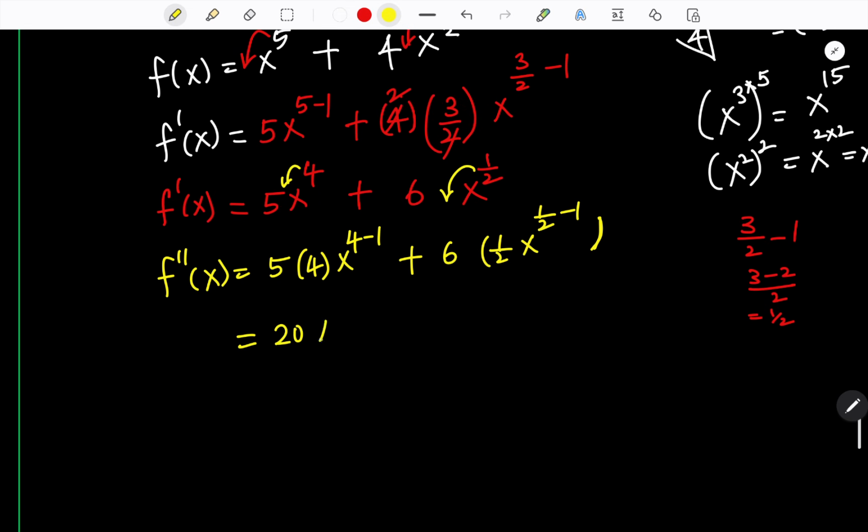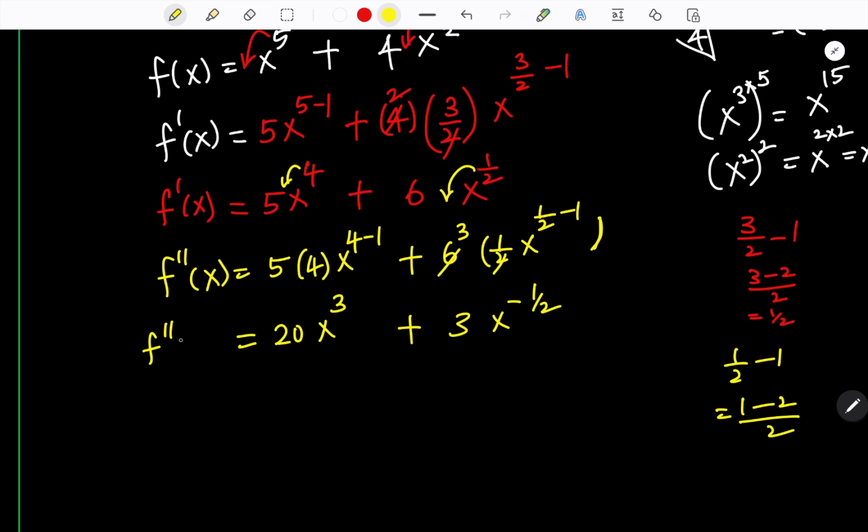This equals 20 x to the power of 4 minus 1, which is 3, plus 6. 2 gets cancelled with this 6, so 3 x to the power of 1 by 2 minus 1. You can put it in the calculator, 1 minus 2 divided by 2. 1 minus 2 is what? It is minus 1 by 2. So this is your second derivative of x. Clear?